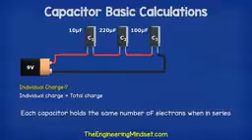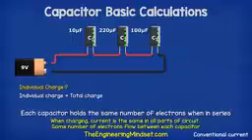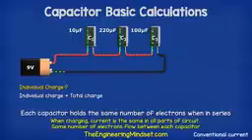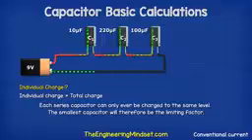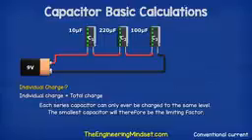Each capacitor holds the same number of electrons when in series. And that's because when we charged the capacitors, the current was exactly the same in all parts of the circuit. The same number of electrons that were pushed into one plate were pushed out of the opposite plate. So each series capacitor can only ever be charged to the same level. The smallest capacitor will therefore be the limiting factor.